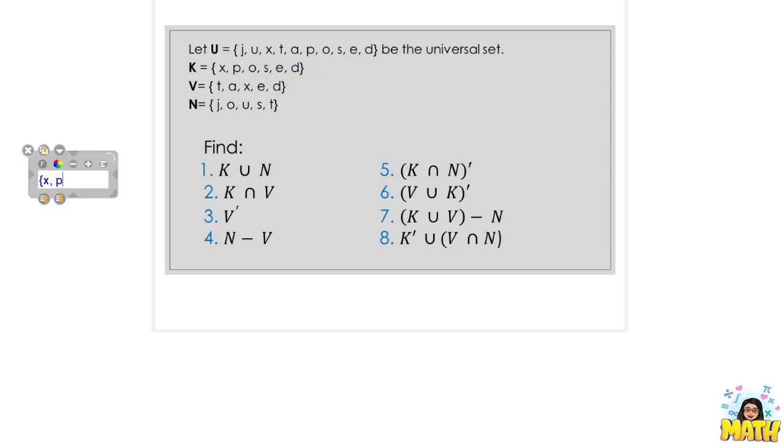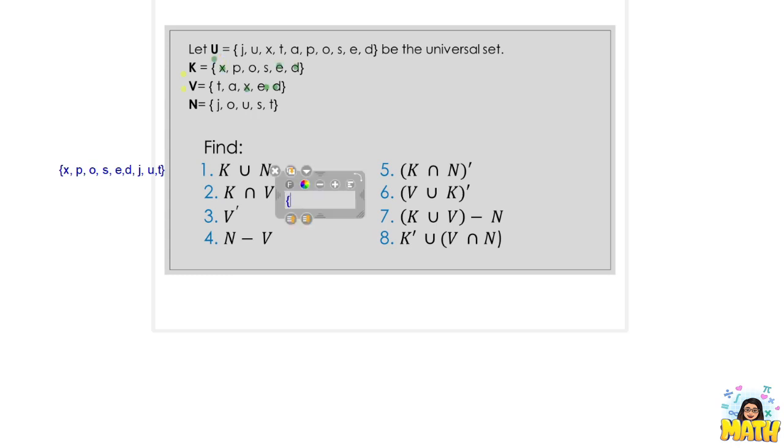So we have XPOSED and set N, we have JOUST. So this one is the union of the two. Number 2, K intersection with V. Pag intersection, ano yung common elements ng set K at set V? Yes, we have X, E, and D. So number 2, the intersection of set K and set V are X, E, and D.